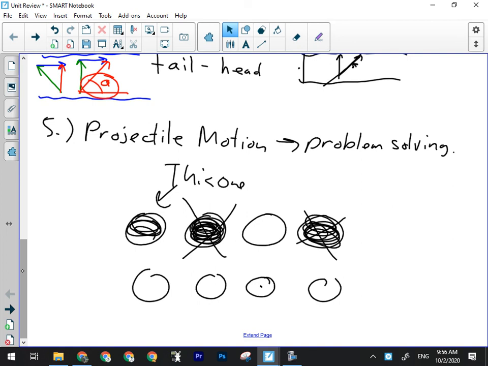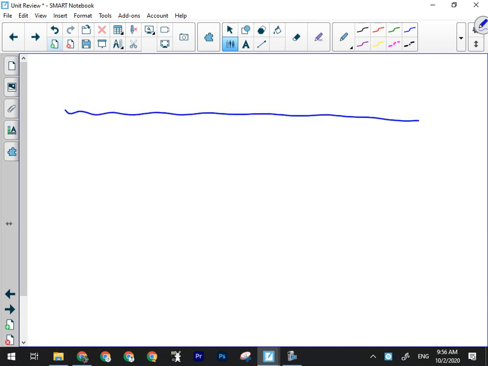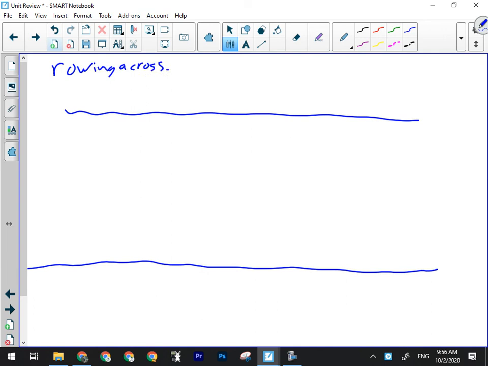What are the types of boat questions that you deal with? Yeah, two types of boat questions, sure. The first type of boat question that we went over is a rowing across question. In a rowing across question, it will probably be worded something like this.